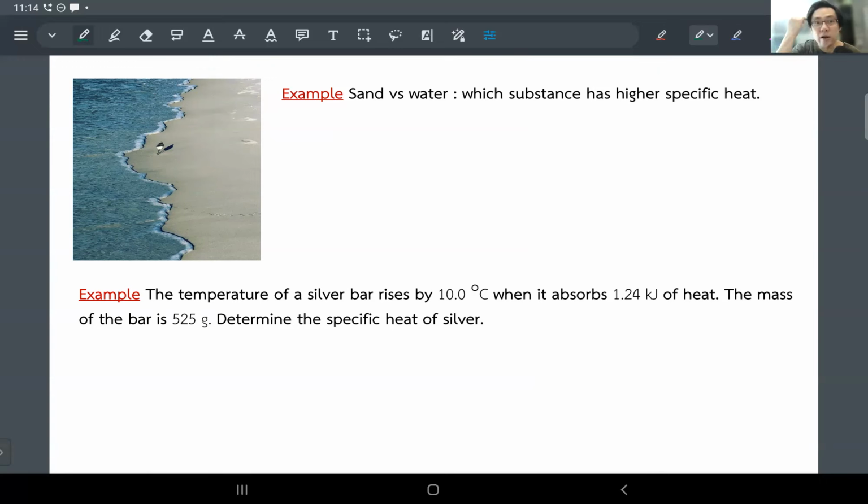So everything seems to be in control. The question is easy. Do you think sand or water has a higher specific heat? What do you think? When I talk about specific heat, of course, you compare kilogram per kilogram. Think of it like if you have 1 kilogram of seawater and 1 kilogram of sand. So you compare the heat capacity between those two. What do you think, guys?